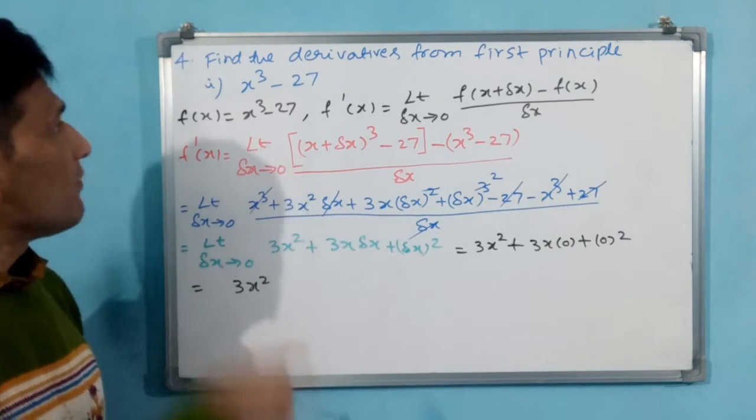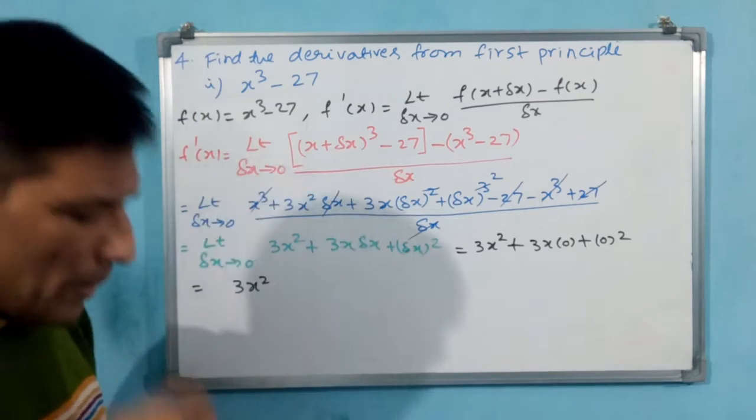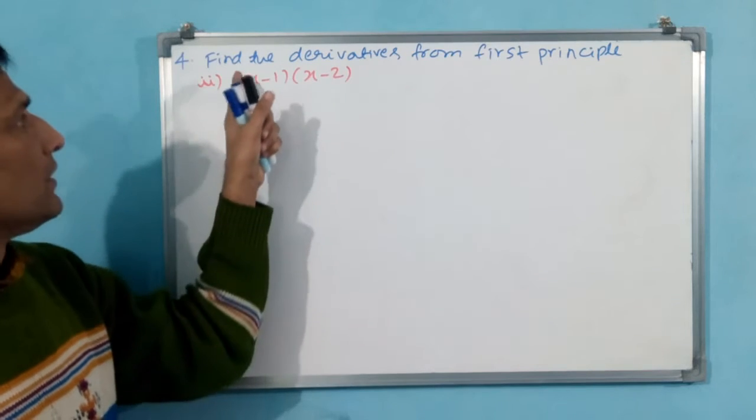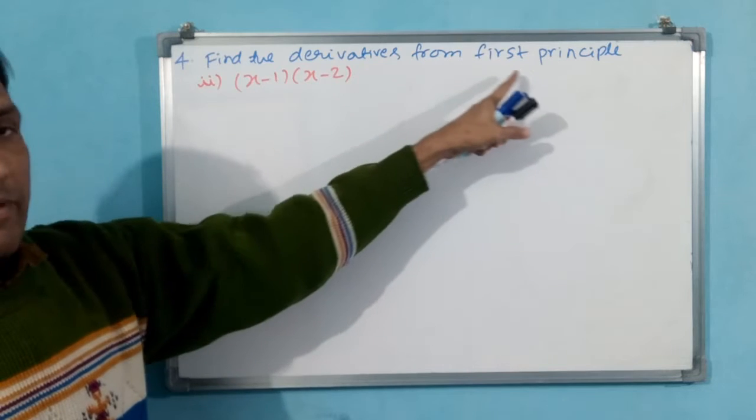Okay, this is my first principle. Note down this. We will go for the second part of this question. The second part of the fourth question: find the derivatives from the first principle.